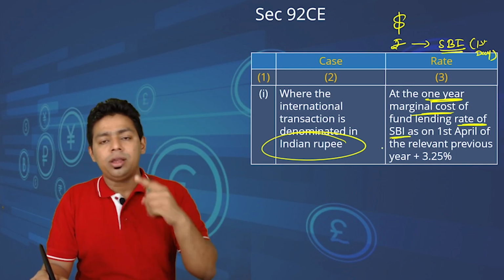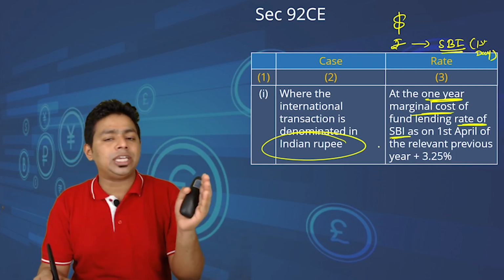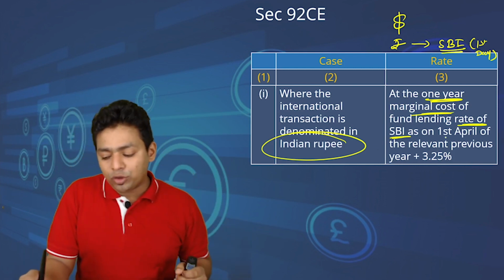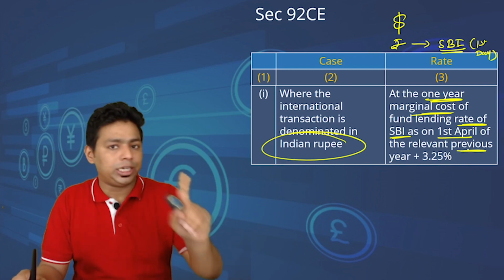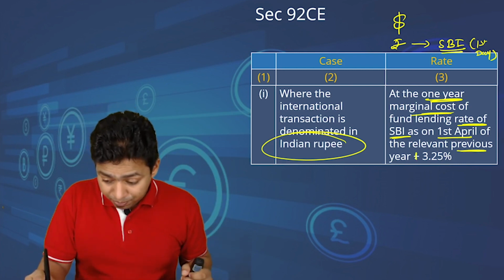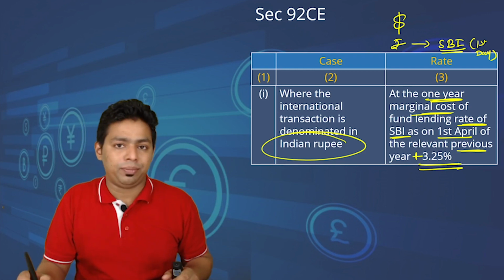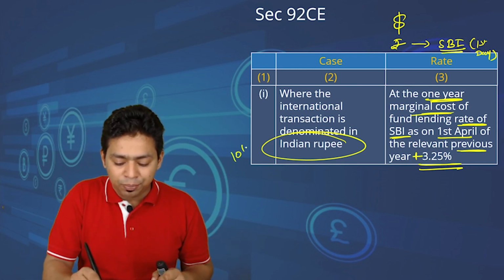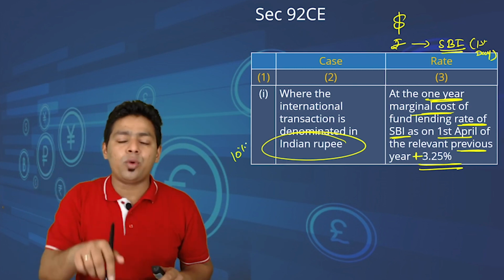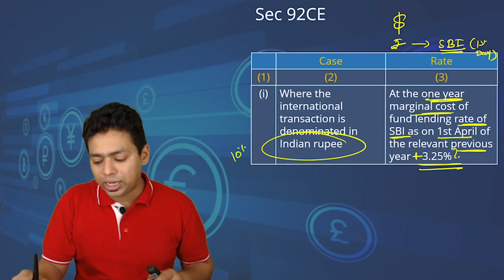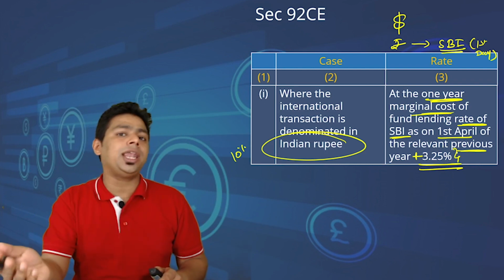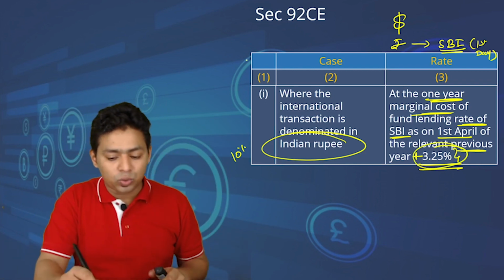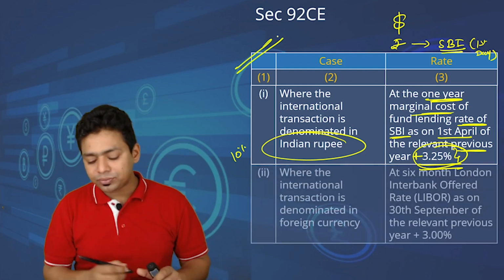So we have to take 1 year. In India, we don't have a 3-month and 6-month rate. We have all the rates annually only. So the SBI rate as on 1st April of the relevant previous year, not assessment year, plus 3.25. Plus 3.25 means it's not the SBI rate. If the SBI rate is 10%, then the interest rate that we are going to charge or consider here is 13.25, higher than the SBI rate, and this 3.25 you have to remember by default. There is no other choice. You have to remember this particular table.